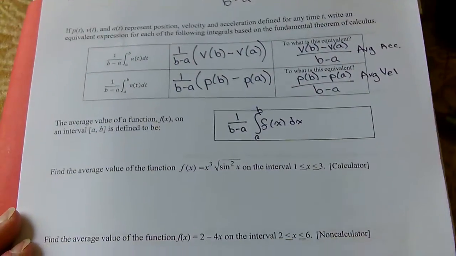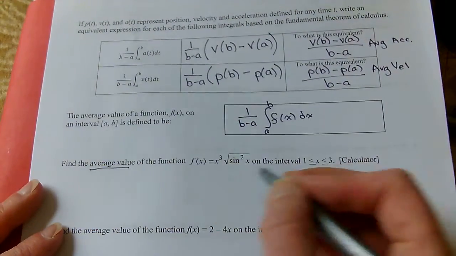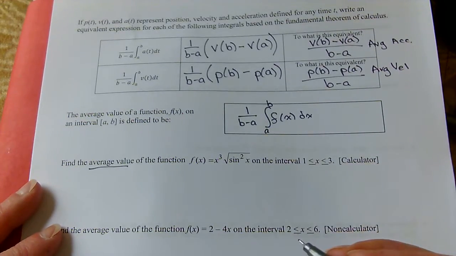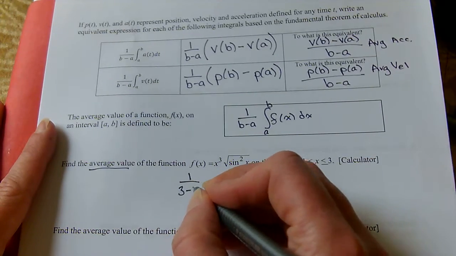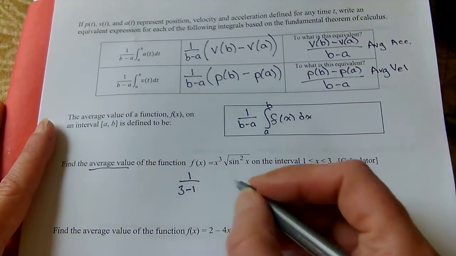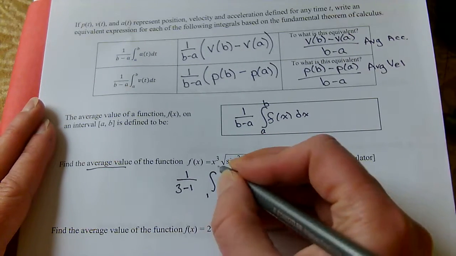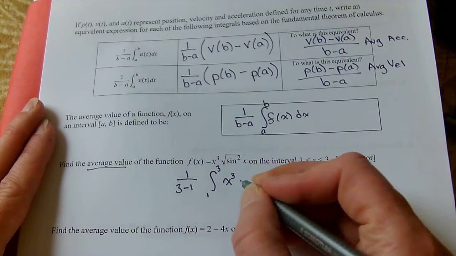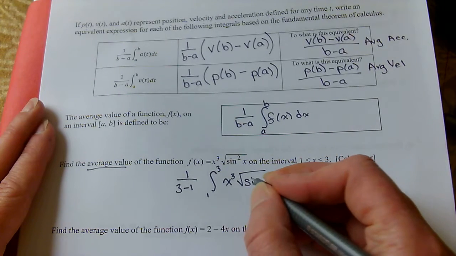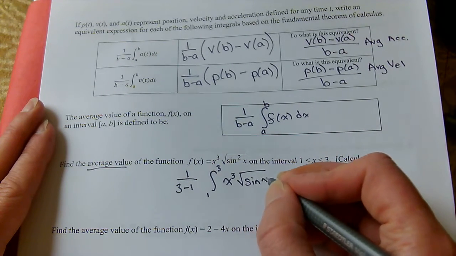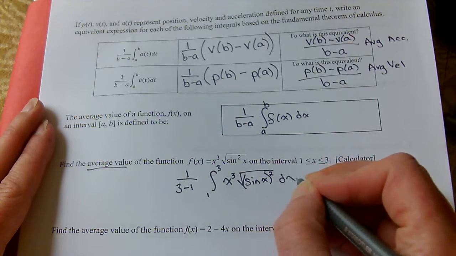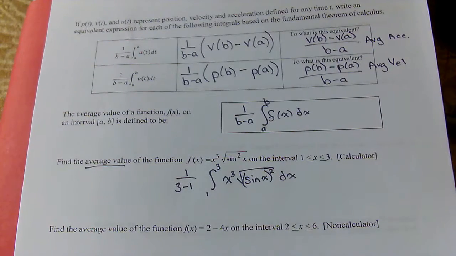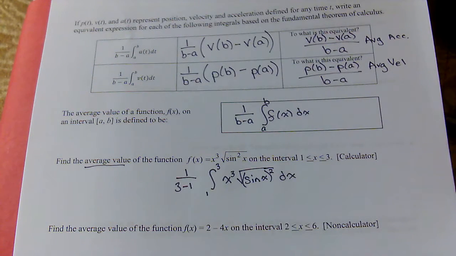So if we were asked to find the average value of this function from 1 to 3, we would take 1 over 3 minus 1, the change in our x's, times the integral from 1 to 3 of x cubed times the square root of sine squared x, which in a calculator we'd have to do as sine of x squared, dx. And that is a calculator-based problem, so let me grab my calculator.